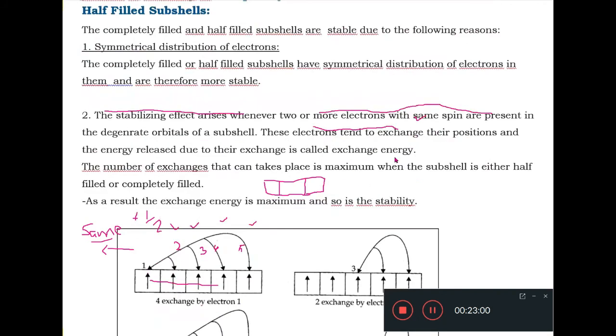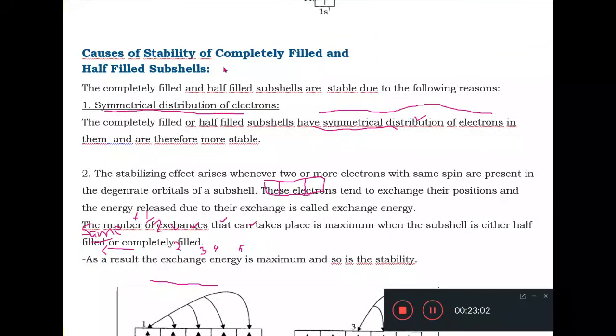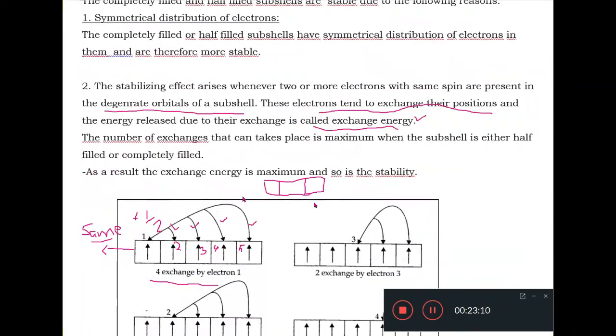Students, there are 2 reasons for the stability of completely filled and half filled subshell. The first one is symmetrical distribution and the second one is exchange energy. Greater the number of exchanges, greater will be the stability.